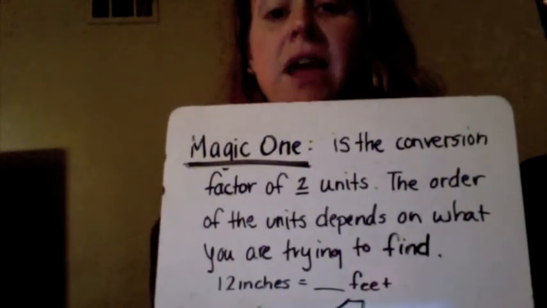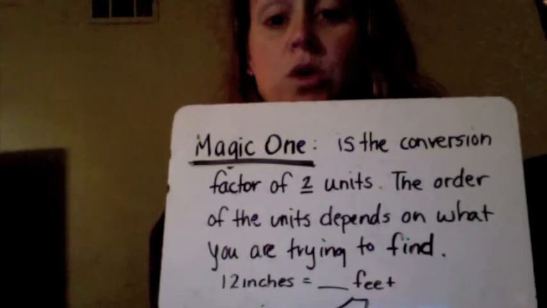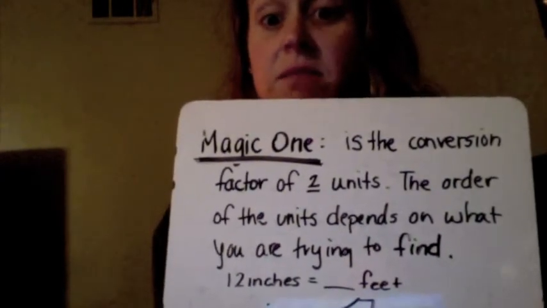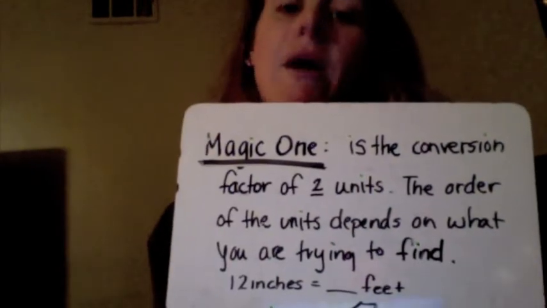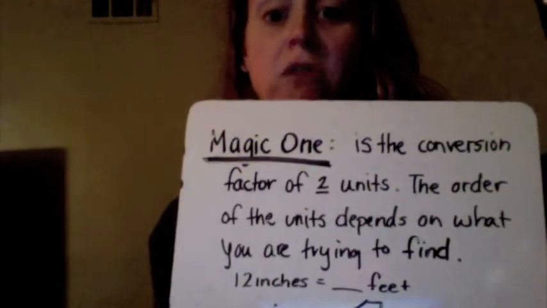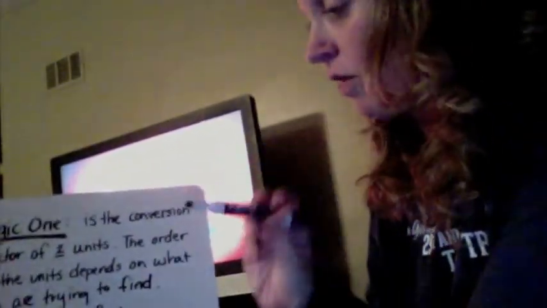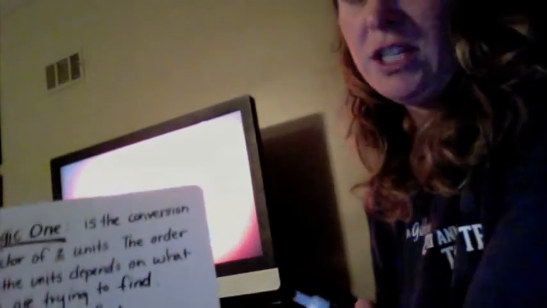And then I've multiplied that by the Magic 1. So I wrote a big 1 there, and we're going to have 12 inches times something, and the Magic 1 is going to give us how many feet are in 12 inches. So the first thing I'm going to have to do is complete my Magic 1. And in completing my Magic 1, I need to think about what I know about how many inches are in a foot. And I know that there are 12 inches in a foot.